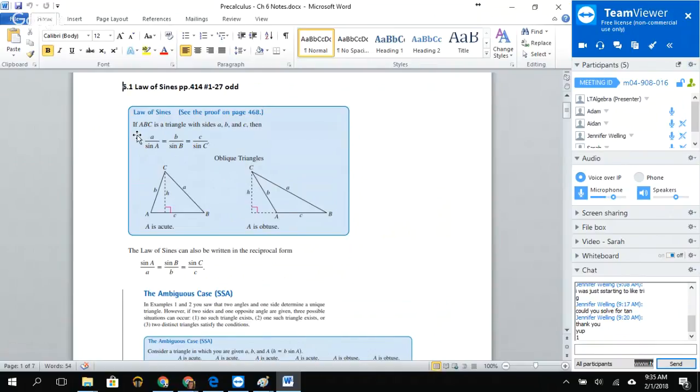So I will read it to you here. It says, if ABC is a triangle with sides A, B, and C, then side A over the sine of angle A is equal to side B over the sine of angle B, which is equal to side C over the sine of angle C.